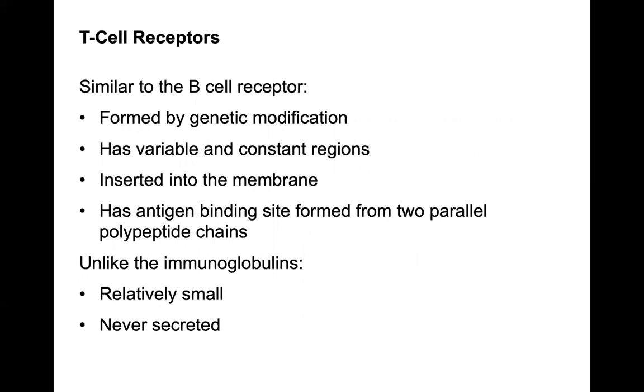The T cell receptors, these are similar to the B cell receptors. They're formed by genetic modifications. They have variable and constant regions. They are inserted into the membrane, and it has an antigen binding site formed from 2 parallel polypeptide chains. Unlike the immunoglobulins, these are much smaller, and they're never secreted.